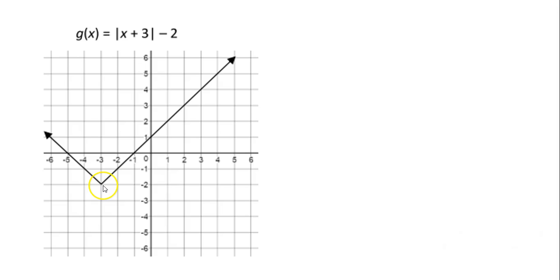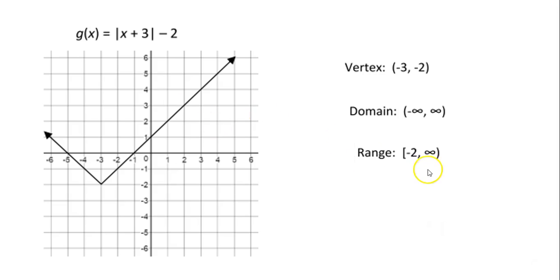You'll notice here that the vertex of this graph is (-3, -2). We can find that by just plotting those points. The domain, again, is from -infinity to infinity. We can plug anything in, whatever we want can go in. What will come out is from -2, including -2, to +infinity.